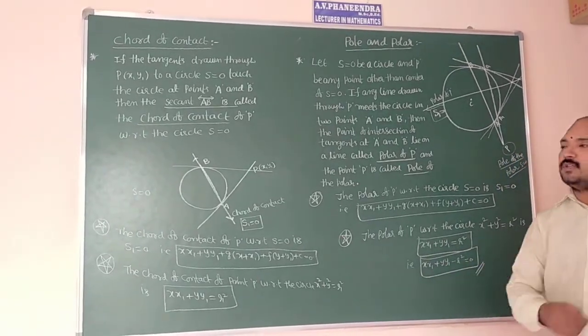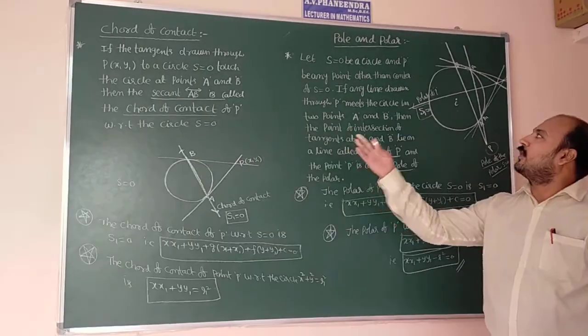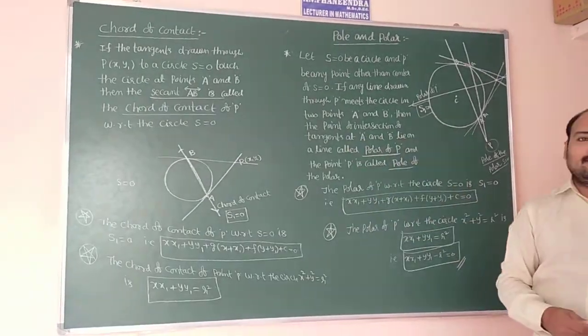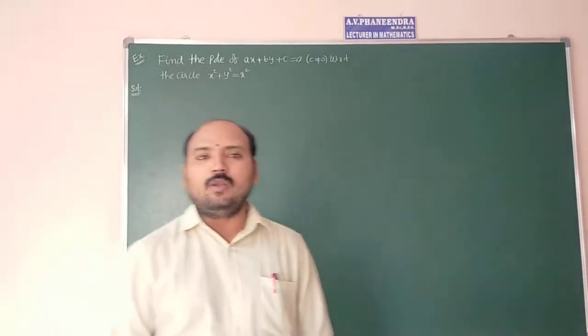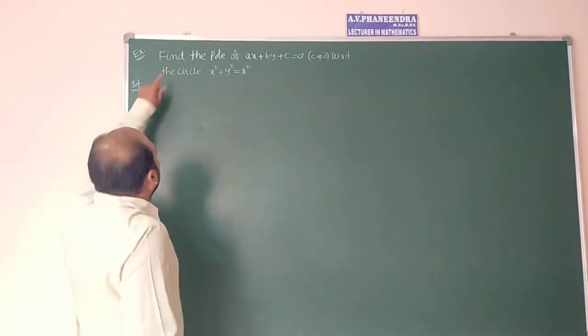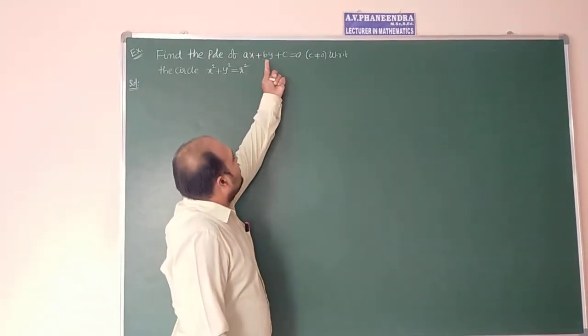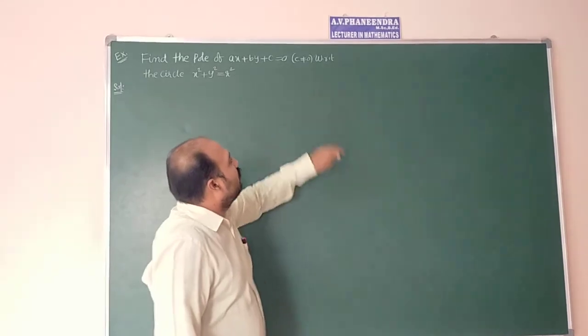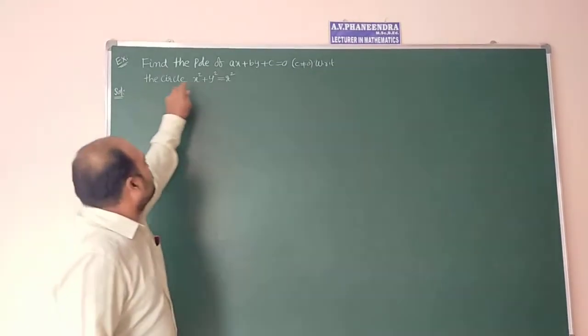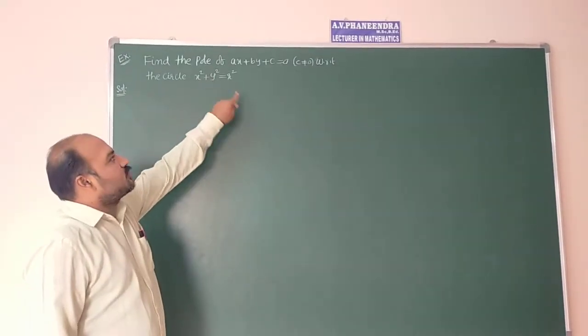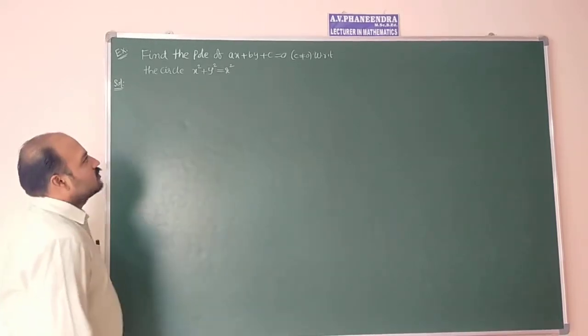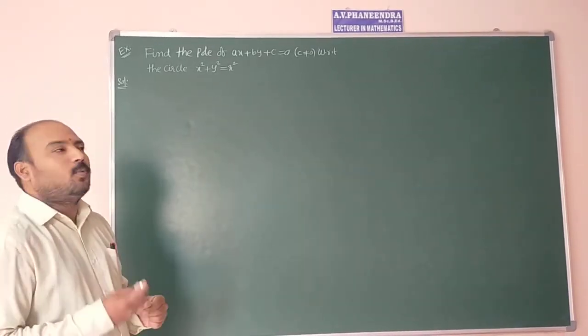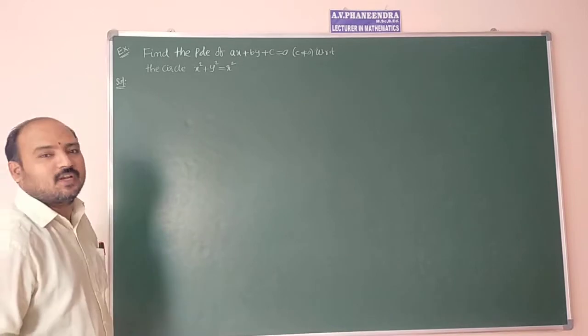Now I am going to give some examples regarding chord of contact, pole and polar. Next example regarding pole: find the pole of ax plus by plus c equal to 0, when c is not equal to 0, with respect to the circle x square plus y square equal to r square. So how to proceed to calculate the pole of this line with respect to this circle?